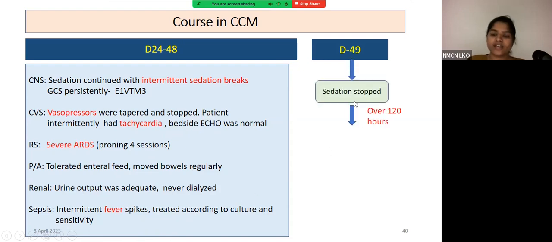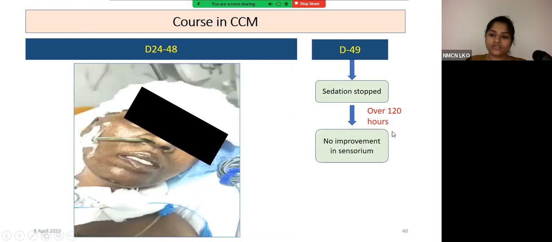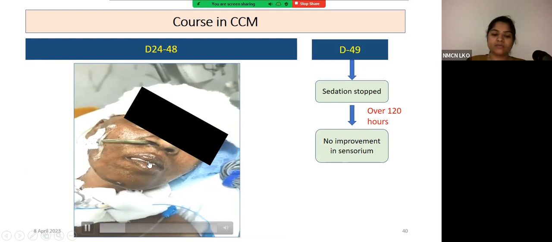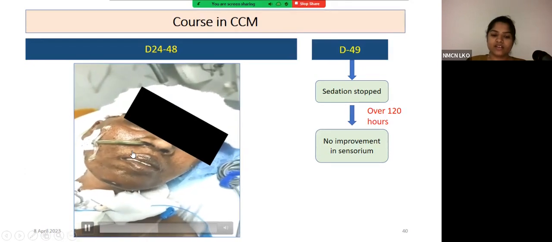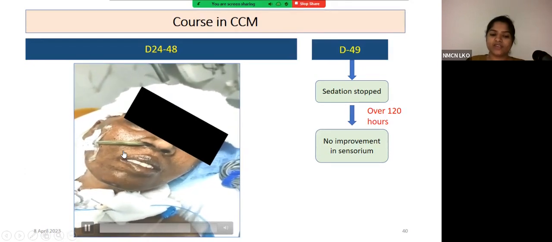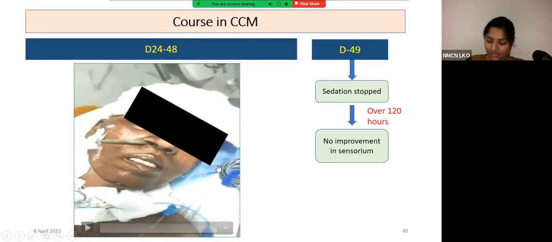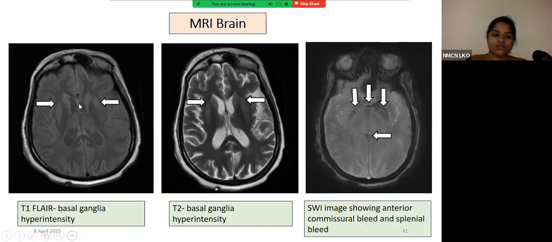On day 49, we stopped her sedation, and over 120 hours there was no clinical improvement, so we went ahead with MRI. Her MRI brain showed hyperintensities in the bilateral basal ganglia on T1 FLAIR and also on T2. Susceptibility weighted imaging showed anterior commissure bleed and also splenial bleed.